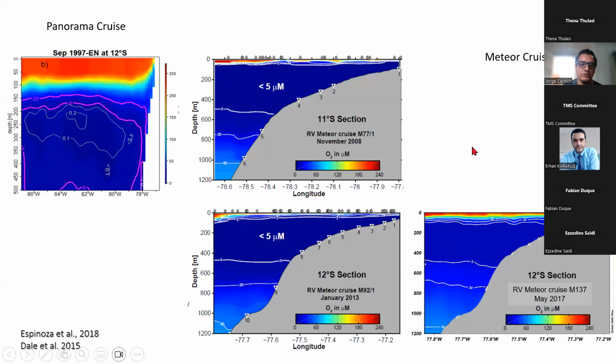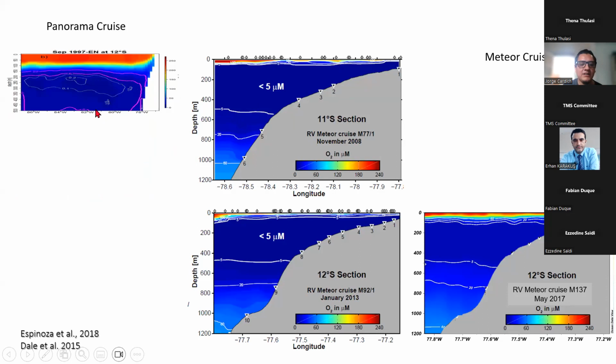These are the cross sections of the oxygen from the coast to the ocean for these four cruises. For the Panorama cruise, we only have data down to 500 meters. For the other ones, we have down to 1,200 meters. So for a better comparison, I'm going to shrink it here. In the Panorama cruise in 1997, we have, again, as I explained some minutes earlier, an extreme El Niño. So we got the chance to work with foraminifera from an extreme El Niño event, which doesn't happen quite a lot.